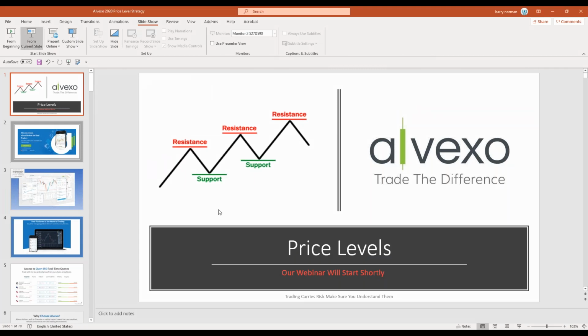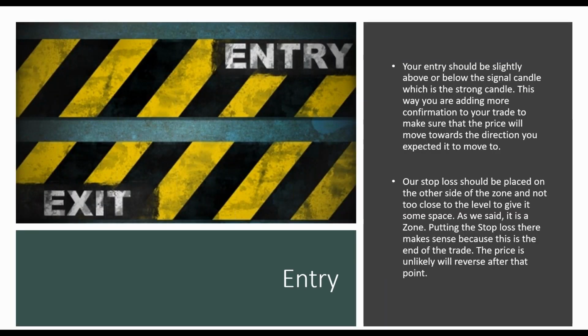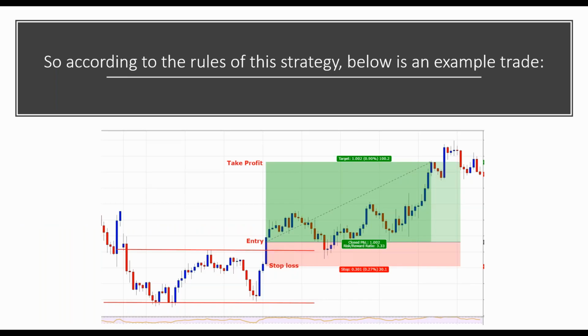Our stop loss should be placed on the other side of the zone and not too close to the level, to give it some space. As we said, it is a zone. Putting the stop loss there makes sense because this is where the trade ends. The price is unlikely to reverse after that point. So according to the rules of entry, you would enter, your take profit point, your stop loss point.